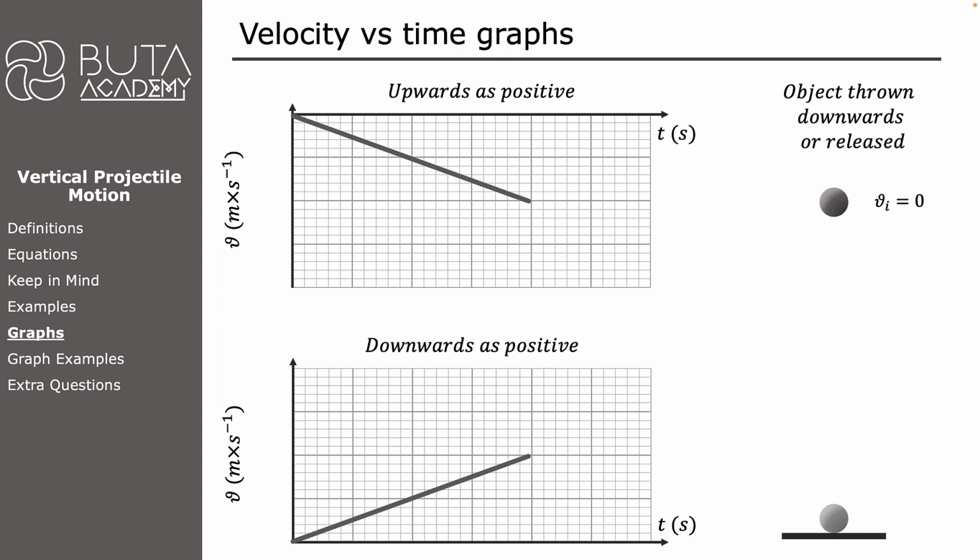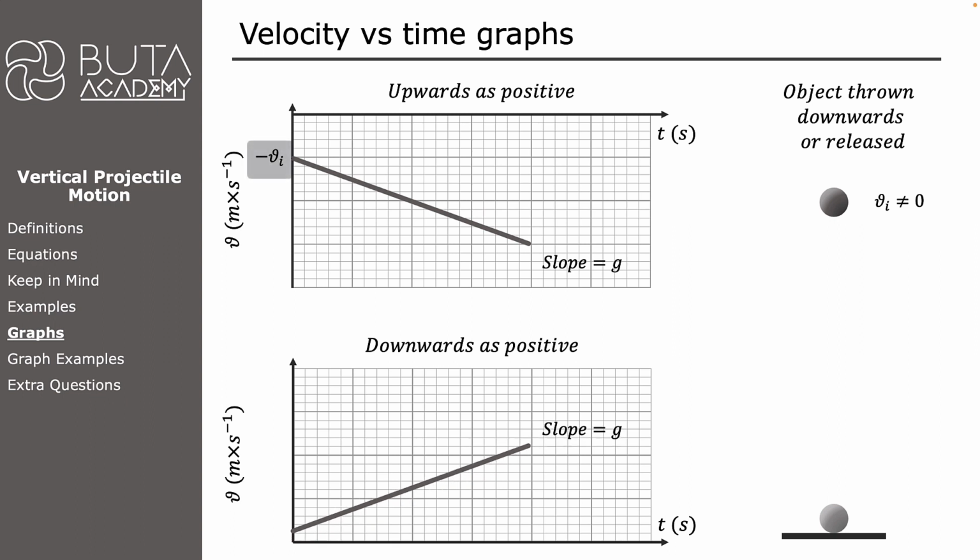In a vertical projectile motion, the slope of the velocity versus time graph is always equal to the gravitational acceleration. Therefore, if instead of being released, an object is thrown downwards with an initial velocity, the shape of the graph will remain the same. The only difference is that now, instead of starting from the origin, the graph will start from a certain initial velocity minus vi or positive vi, depending on which direction is considered as the positive one.